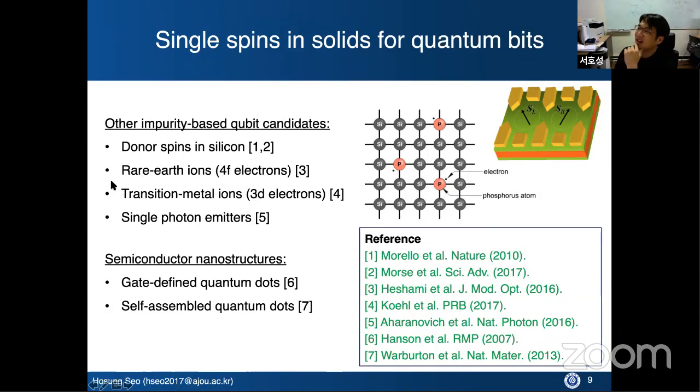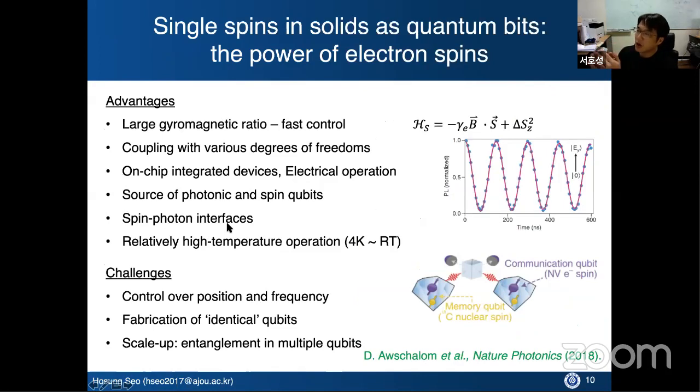And people are developing rare earth ion systems, which are 4f electron systems in complex oxides, and transition metal ions in oxides and other semiconductors. Also, people are developing single photon emitters in two-dimensional materials. These are all impurity-based single quantum systems available in the solid state environment. These are nice references, so if you're interested, I recommend you go to the literature. Okay, so of course there are advantages and disadvantages.